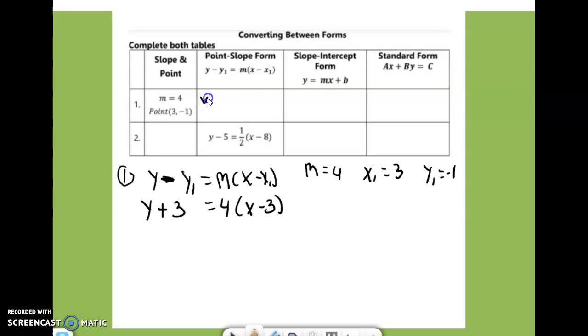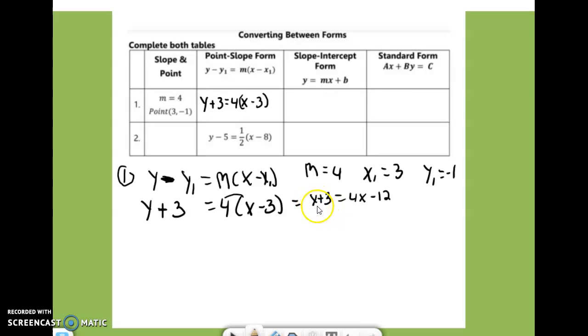So y plus 1 equals 4(x minus 3). Now, let's get that in the slope-intercept form. Now remember, all we're going to do is distribute, right? So let's go ahead and continue from here. We'll have 4 times x, so we have y plus 1 equals 4x minus 12.